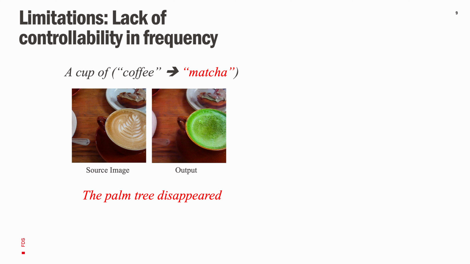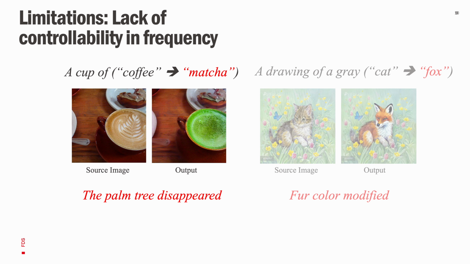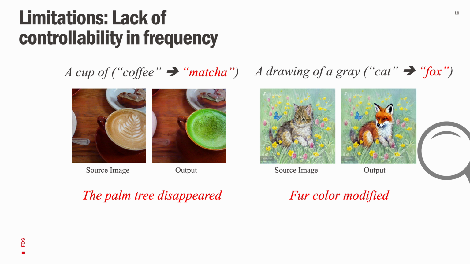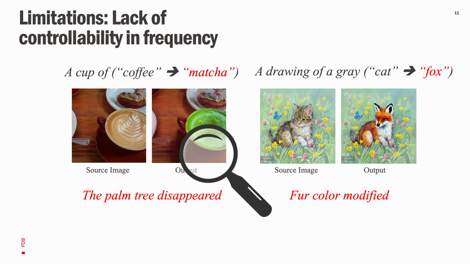For instance, when turning a cup of coffee to matcha, we observe the latte art disappeared. Similarly, when asking the model to turn a cat to fox, the color of the cat is modified from gray to reddish. We take a closer look to understand the root cause. Our intuition leads us to examine the frequency domain.